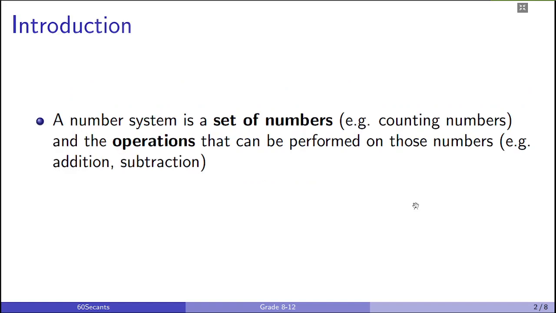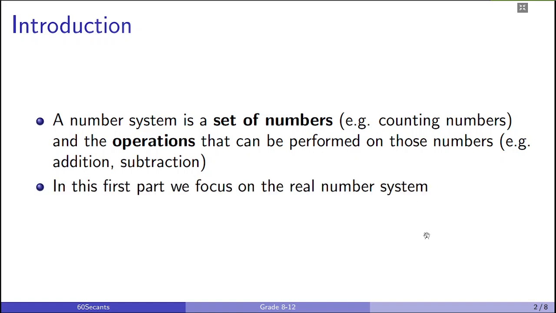Now, a number system is essentially a set of numbers together with the operations that we can perform using these numbers. So it describes a group of numerals and the functions we can perform with those numbers, like adding them, subtracting, division, and multiplication. Now in this part, we're only going to focus on the real number system.